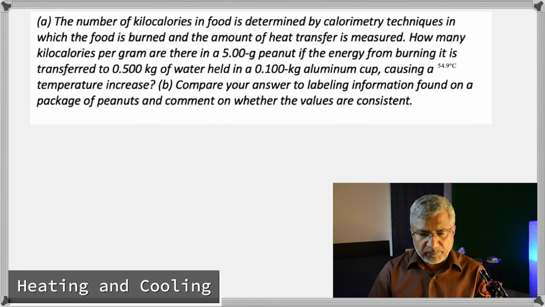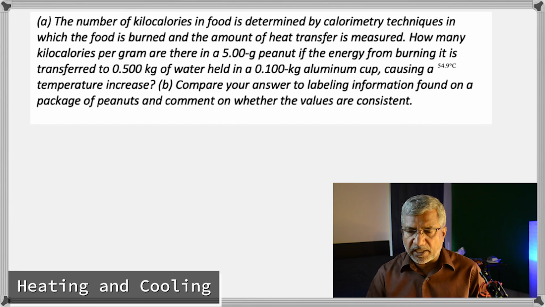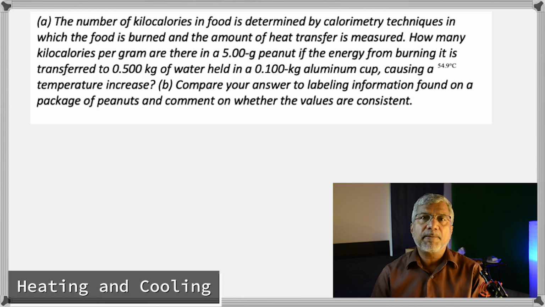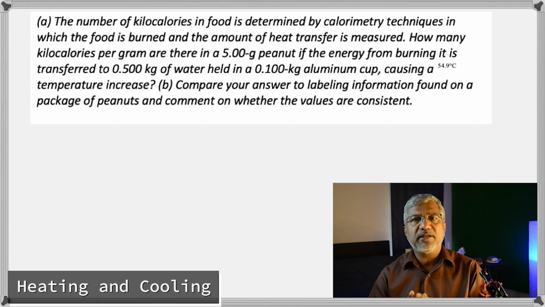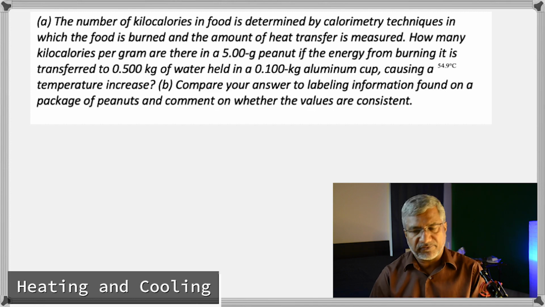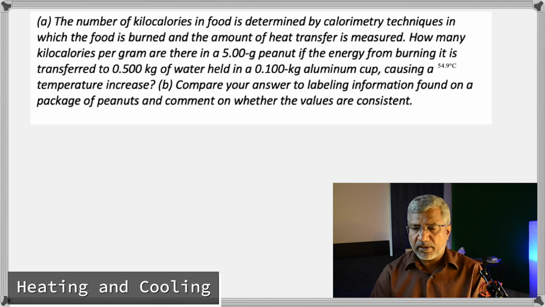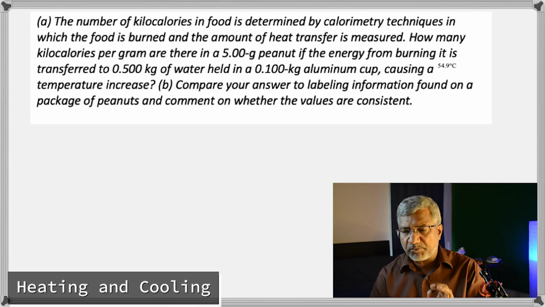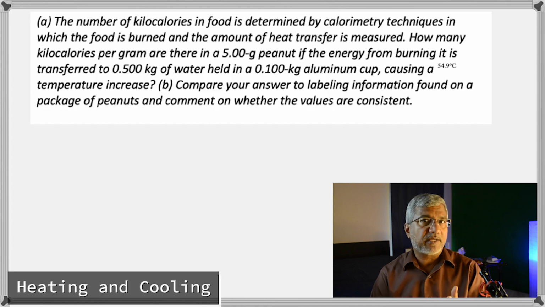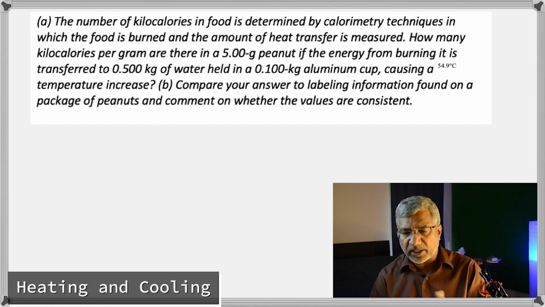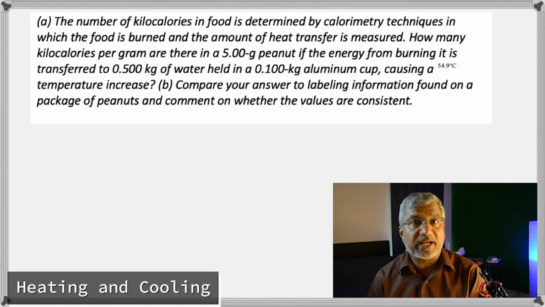Number 3. The number of kilocalories in food is determined by calorimetry techniques in which the food is burned and the amount of heat transfer is measured. So on food packets, you find how many kilocalories you would get by consuming that food. We've all seen that. So here the question is, how many kilocalories per gram are there in a 5-gram peanut? So you only have 5 grams of peanut, and we have to find how many kilocalories are there per gram.